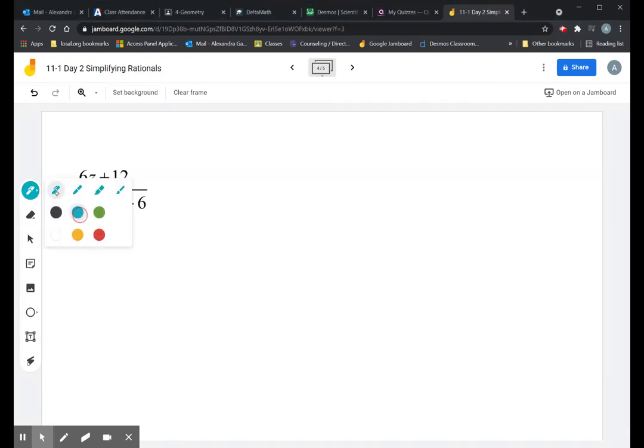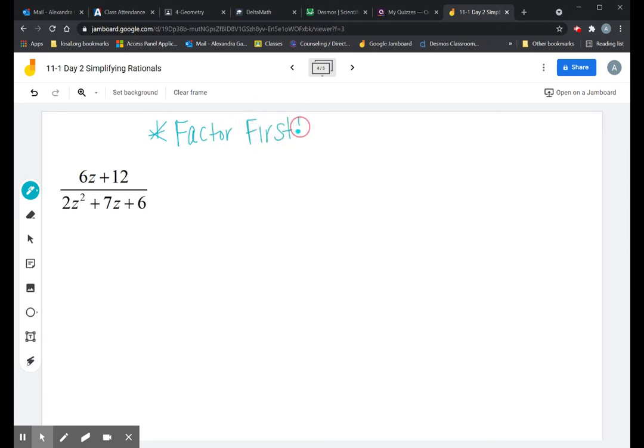Okay, so this is part 2 of simplifying our rational expressions. And again, numerator and denominator for this guy look pretty busy, so we want to factor first. So I'm going to look at the numerator. It's got 2 terms. Always check for a GCF first. It looks like 6 can come out of both 6z and 12. And so I'm left with z plus 2.